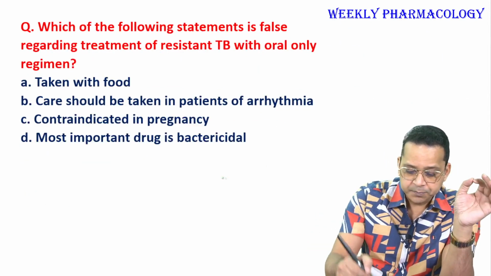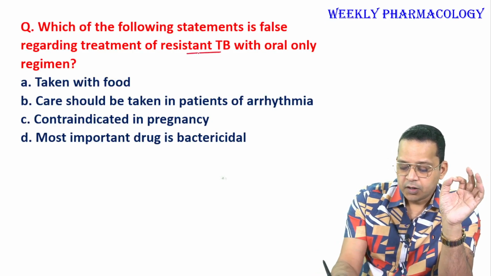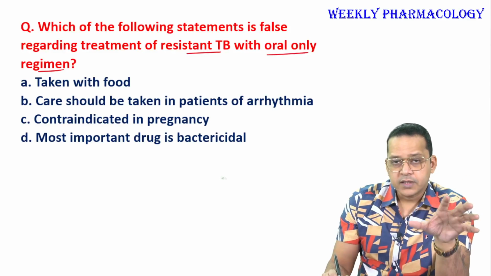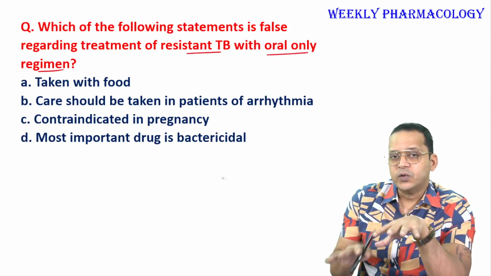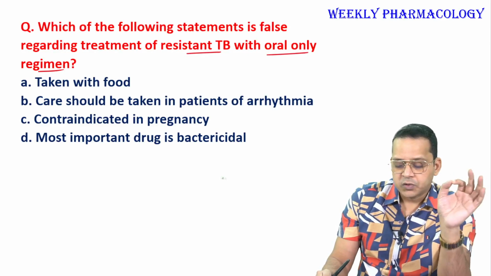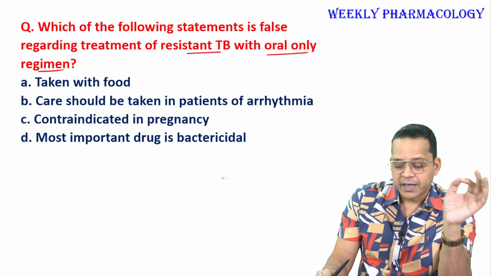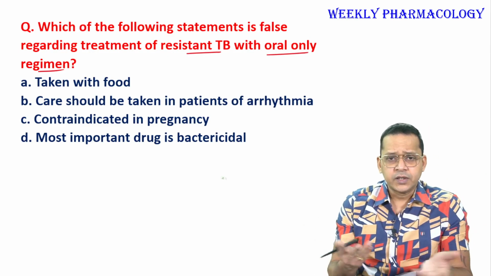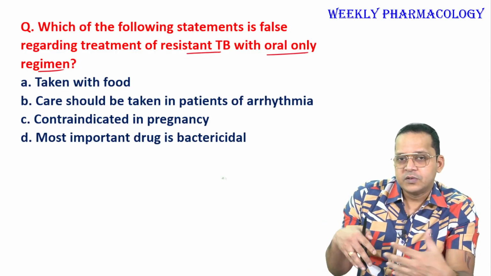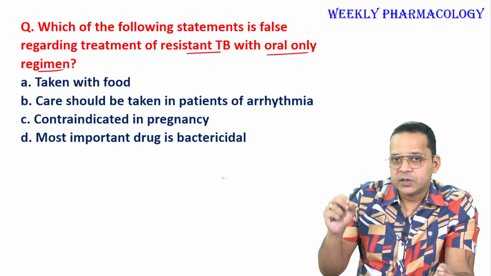Now moving on to the second question. Which of the following statements is false regarding treatment of resistant TB with oral only regimen, right? So this is a new MCQ that I made here for you guys. So as I said, in these sessions, I'll be discussing new MCQs, right? Option A, look at the MCQ. Taken with food. Care should be taken in patients of arrhythmia. Contraindicated in pregnancy. Most important drug is bactericidal. So what do you think, guys? What is the answer here? So take your time. These are new type of MCQs, and such MCQs is a moderate level MCQ. You should attempt such MCQs in the exam.